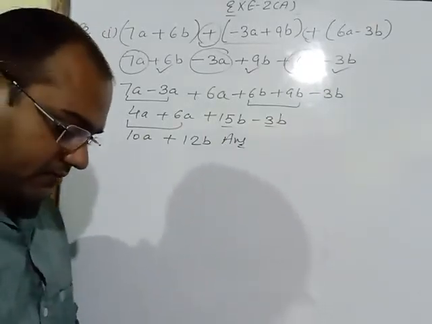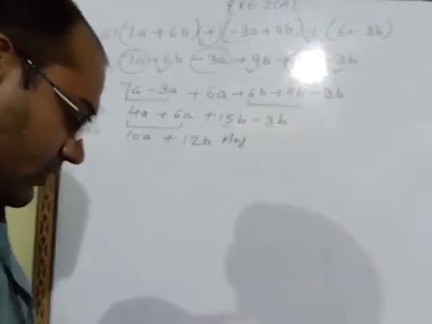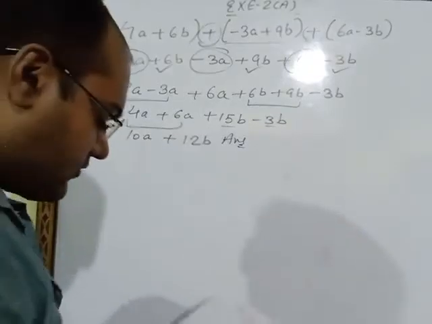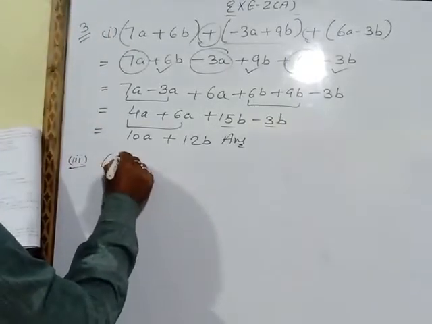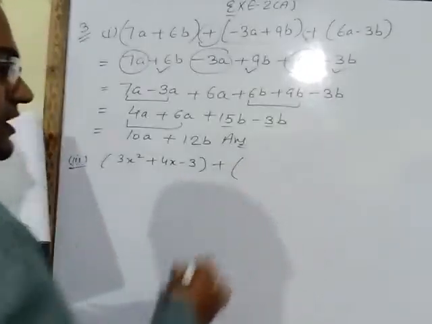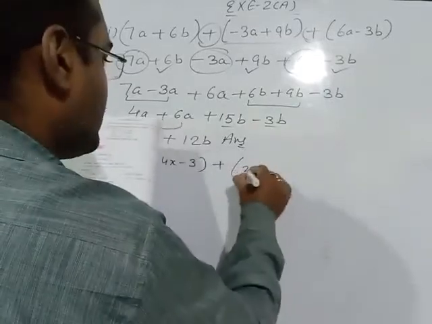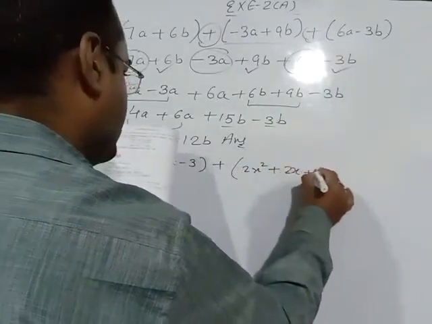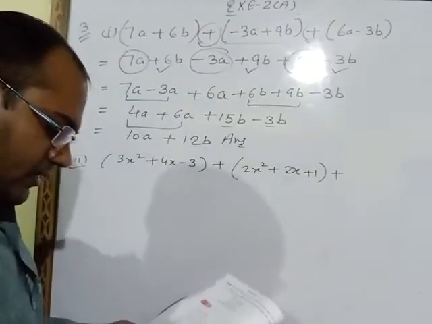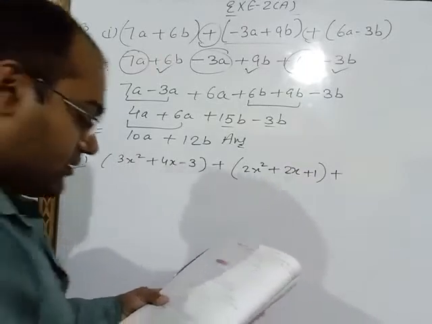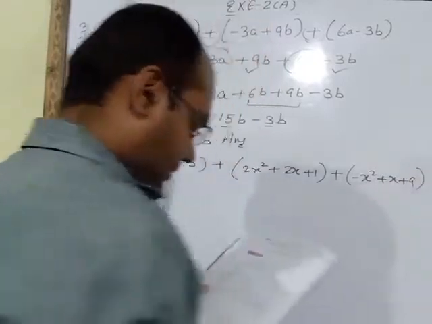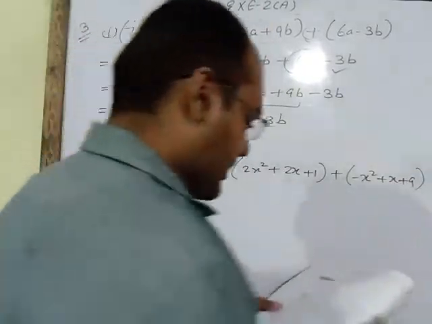Now see another part, number third part. In this also you have to add. So first of all, in the first bracket we will write 3x square plus 4x minus 3. Then a plus sign we will put. Then in another bracket we will write the second number, 2x square plus 2x plus 1. And in place of and we will take plus sign. And we will write minus x square plus x plus 9. So sorry, here it is minus 6.